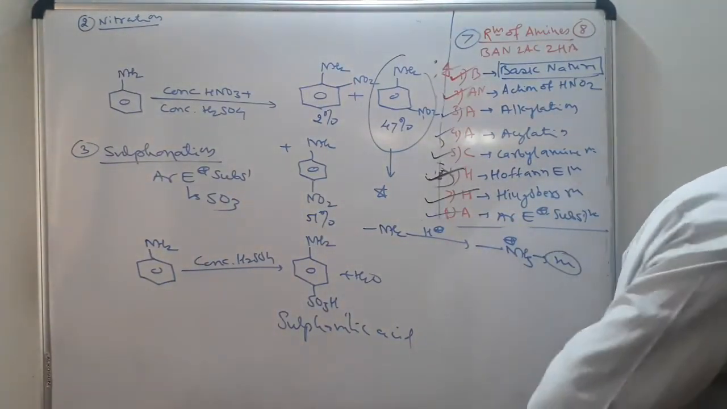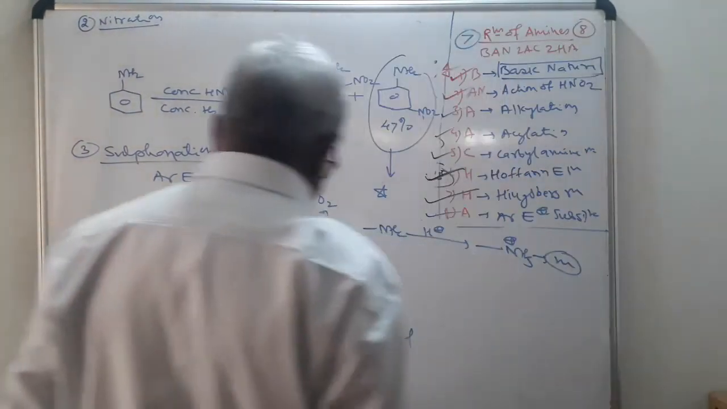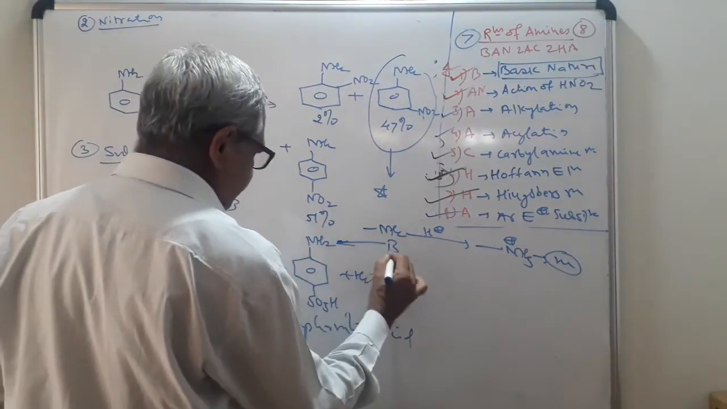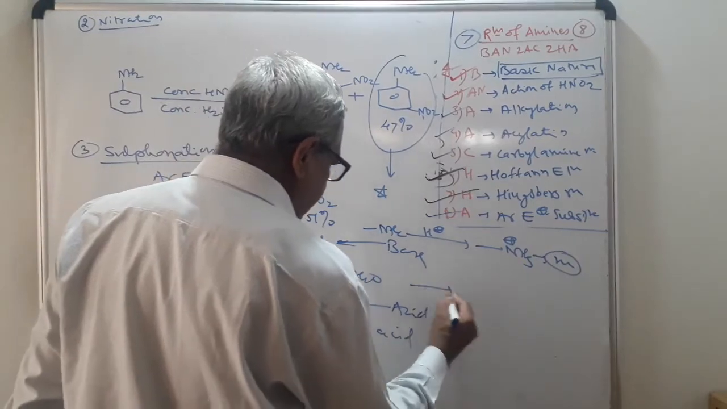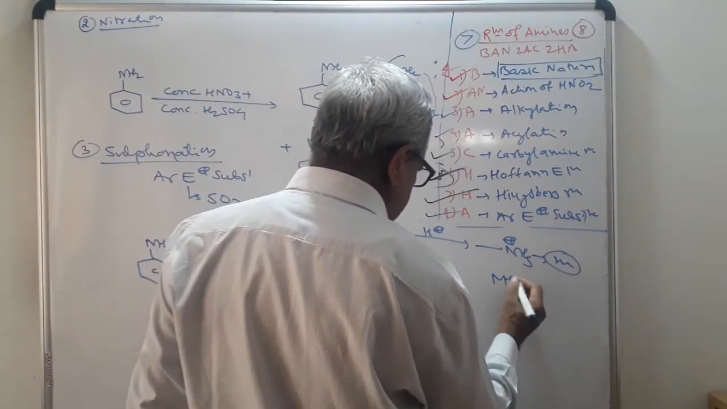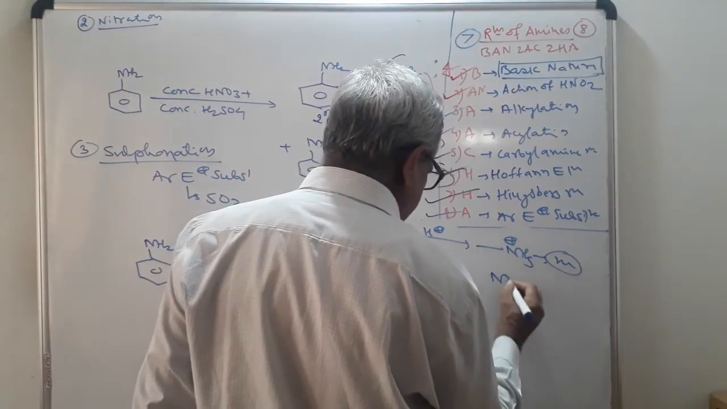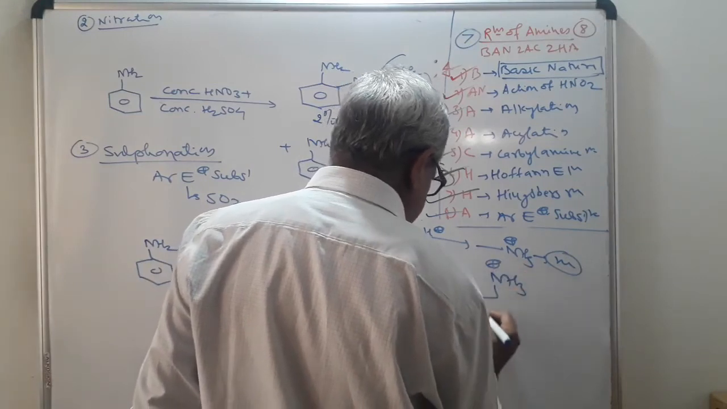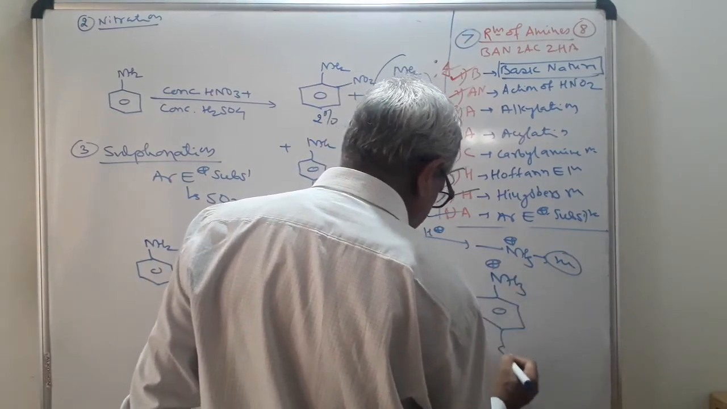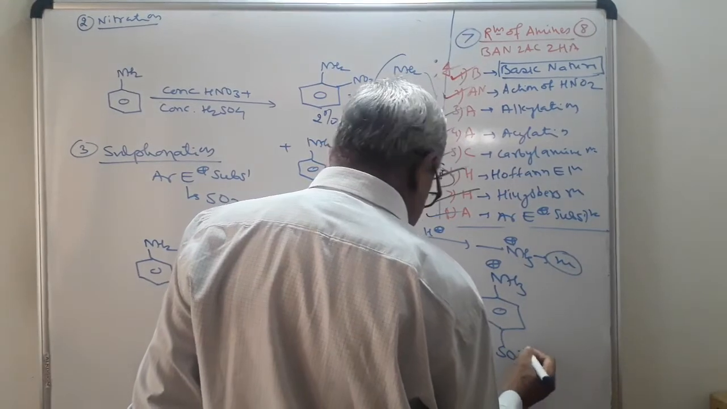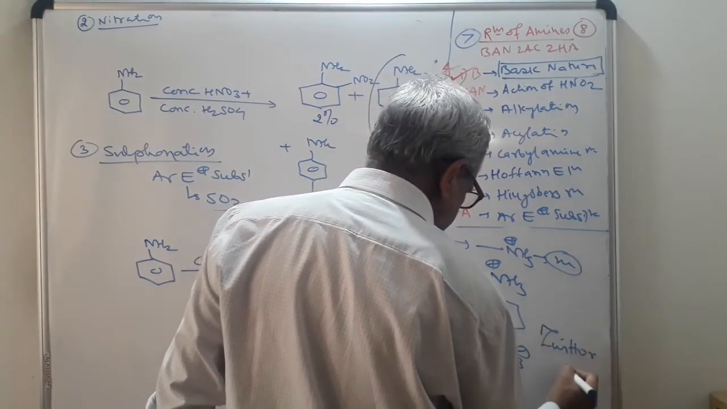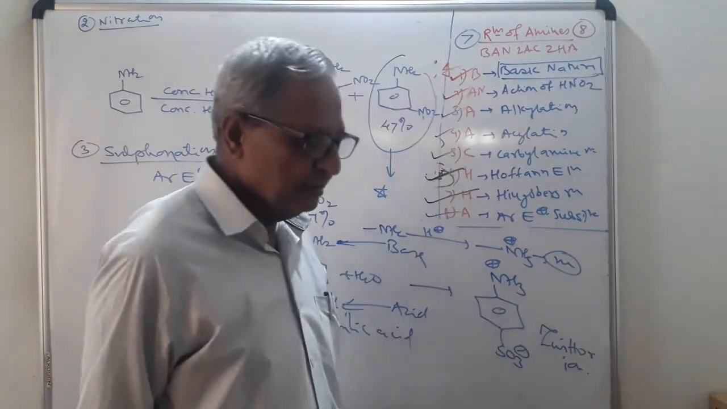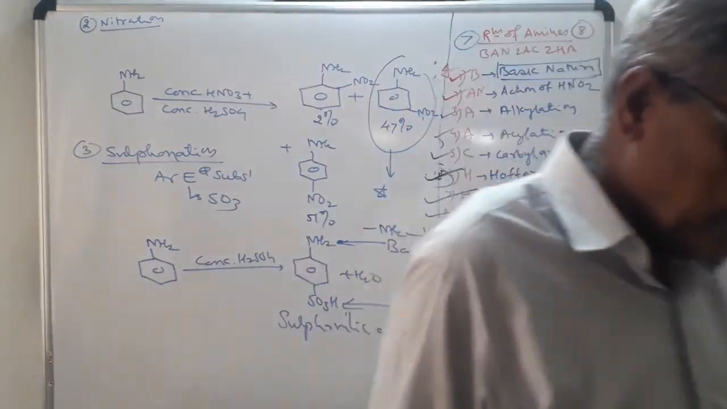This is the very important point here. Now see, this acts as a base, this acts as an acid, therefore you will get the Zwitter ion, NH3 plus, benzene ring, SO3 minus, and this is known as a Zwitter ion. So this is the important point here, note immediately.